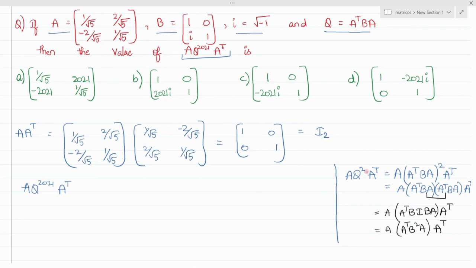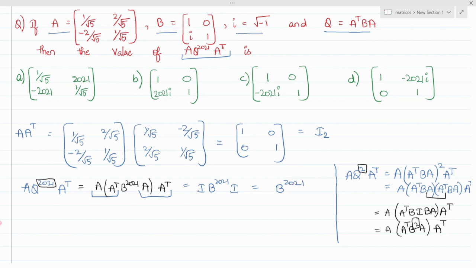Now you can observe over here, if it was Q square, then it's B square over here. Similarly, if it is Q power 2021, it becomes A into A transpose B power 2021 A into A transpose. So now we already know A into A transpose is nothing but I, and A into A transpose is nothing but I. So it becomes I into B power 2021 into I. It's nothing but B power 2021.